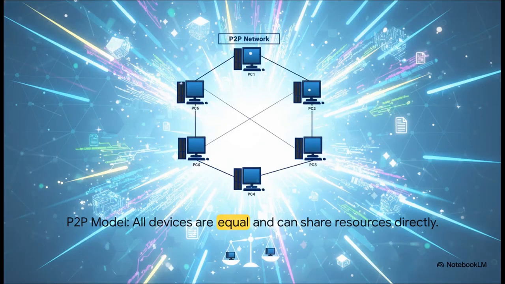And here we have the exact opposite, a peer-to-peer network. In this model, every device is an equal, a peer, and they're all sharing resources directly with each other without any central server in the middle. This is great for things like simple file sharing, but it just doesn't have the control and security that most businesses need.